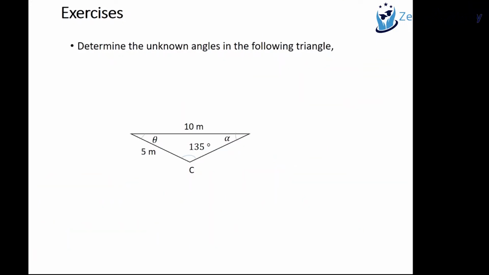Let's determine the unknown angles in the following triangle. So we have alpha and theta unknown, but we have 5 and 10 meter and 135. Can you give this one a try? I'm going to give you 2 or 3 minutes.